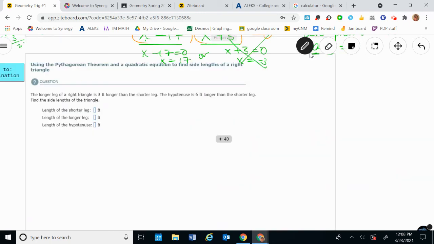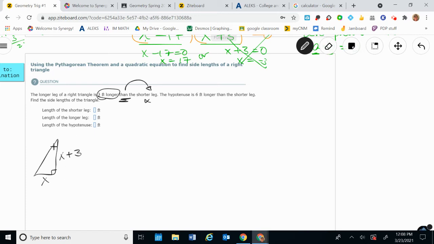I have 3 of these problems, okay? Just so that you can get used to them. So the longer leg of a right triangle is 3 feet longer than, find the word than, what? The shorter leg. That's your x. Okay, so if I draw my triangle this time, I'm going to make the x here. And it says it's 3 feet longer. That's it, 3 feet longer.